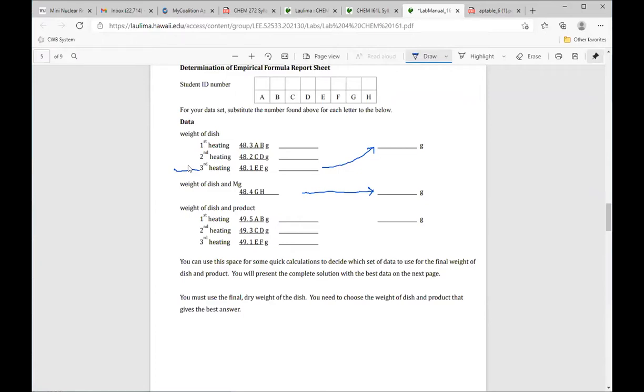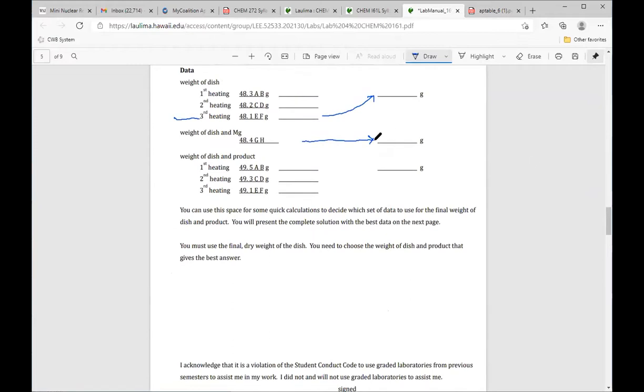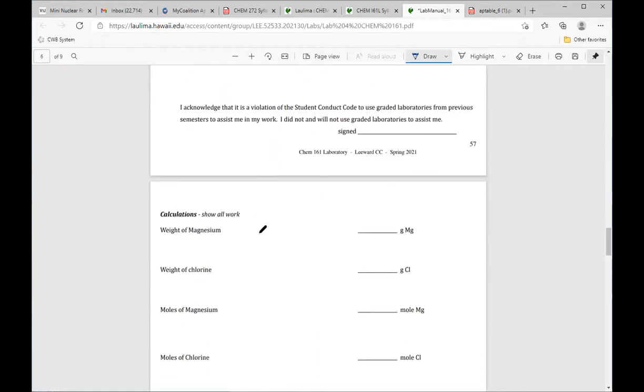Show your work where it says weight of the magnesium. Show your subtraction. Line it up. Show me the decimal places. You know the proper numbers, decimal, right? 3 decimal places. Your answer should have 3 decimal places. Show that work. Don't just put the answer. Show the work right here. It says show all work.